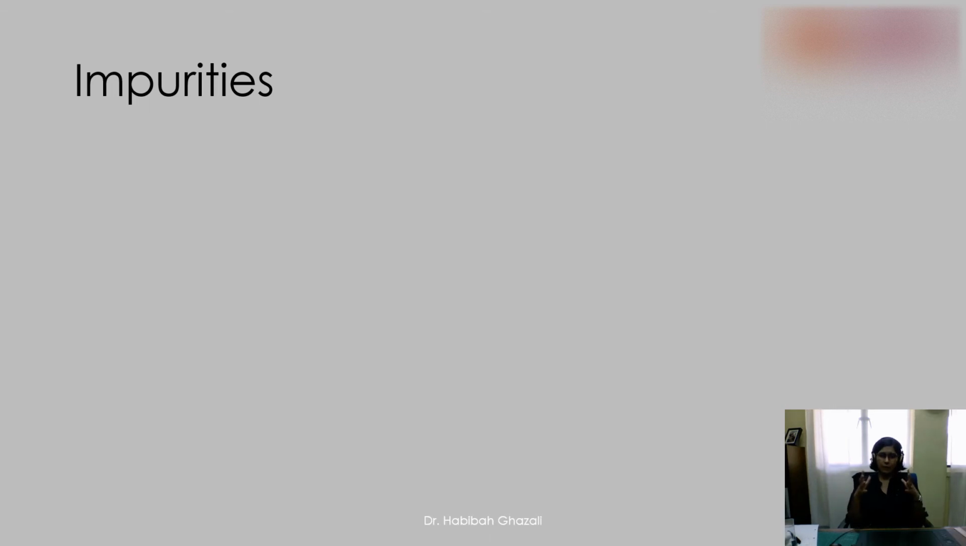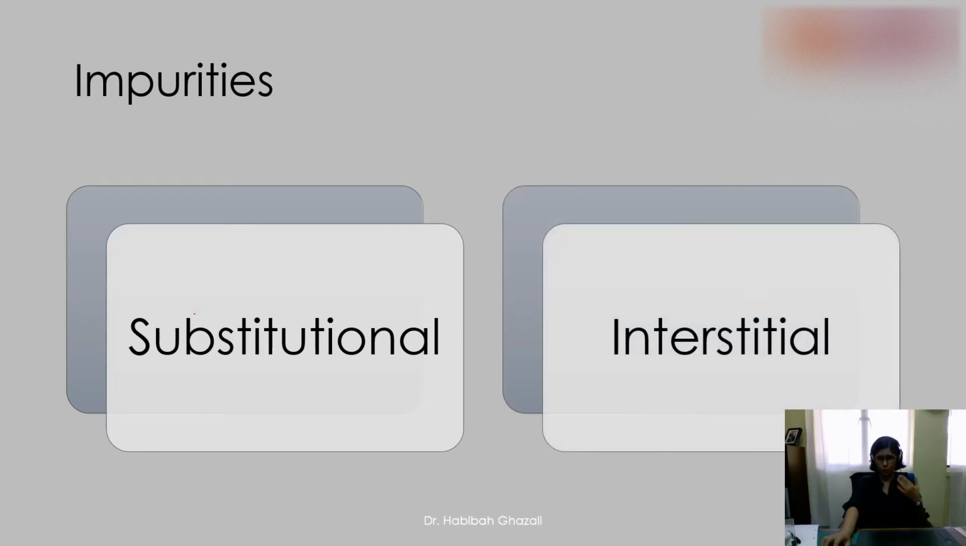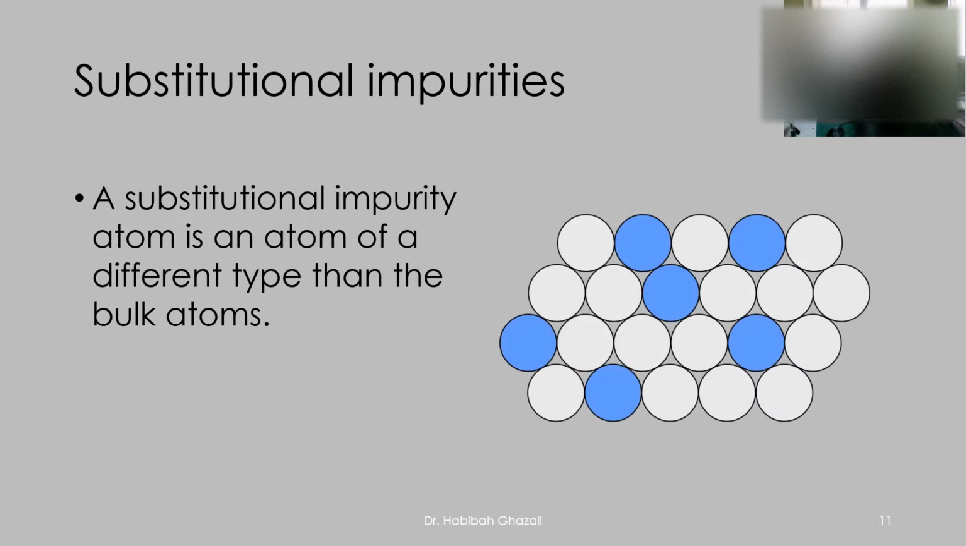Point defects can be in the form of impurities as well. There are two types of point defect impurities: substitutional impurities and interstitial impurities. Due to the fundamental limitation of the materials purification method, materials are never 100% pure. In an example crystal structure like this, the white atoms are the host material and the blue ones are the impurity.